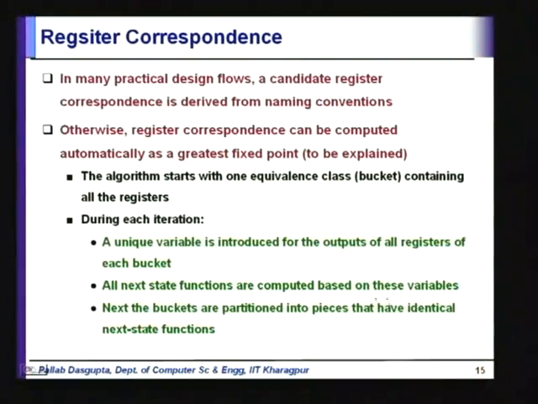The next state functions are computed based on these variables. We compute the next state functions based on these variables. If the next state functions do not match for 2 variables, then those two registers are now put in separate buckets, which means that in the next iteration their outputs will not be tied up, they will be independent outputs, right. And in this way, let us see the extreme case when there is no correspondence between any of the registers. What will happen? They will all get split up into individual buckets. So, if there are k registers, I will have k buckets each containing one register, right.